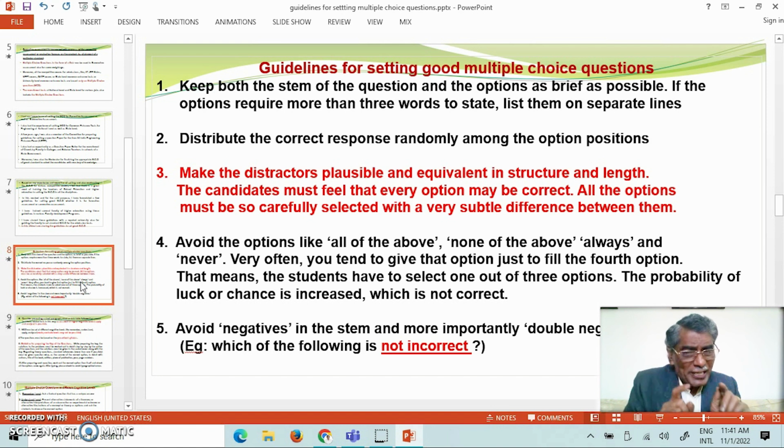You avoid negatives in the stem, and more importantly, you avoid double negatives. For example, which of the following is not incorrect? Such questions should not be there. Which of the following is correct?